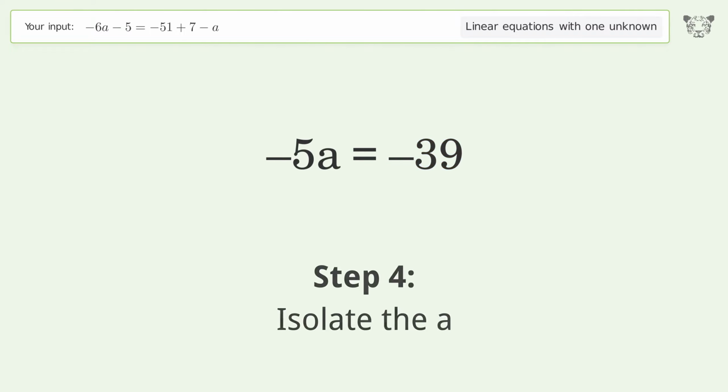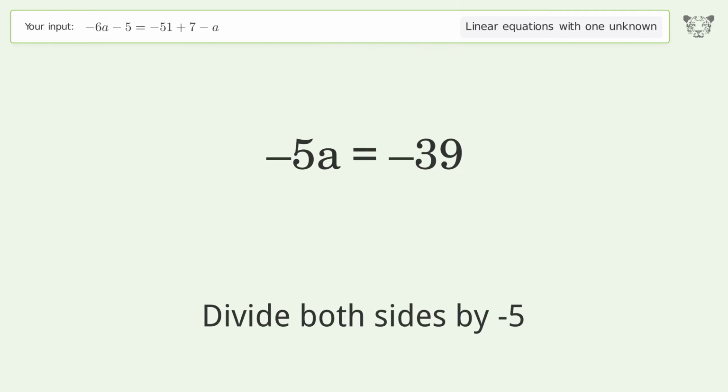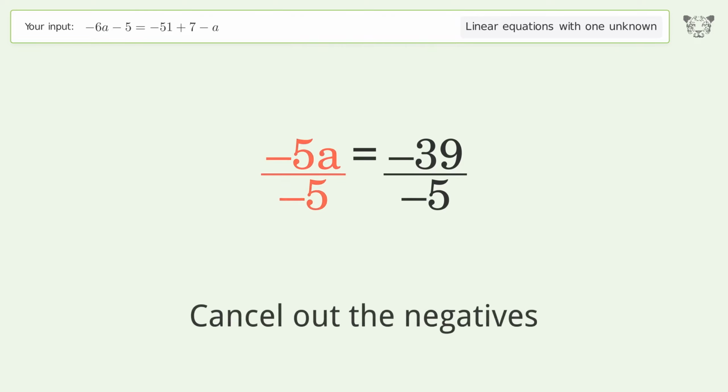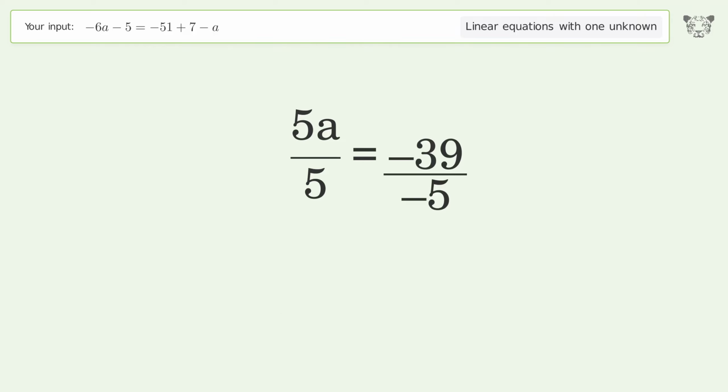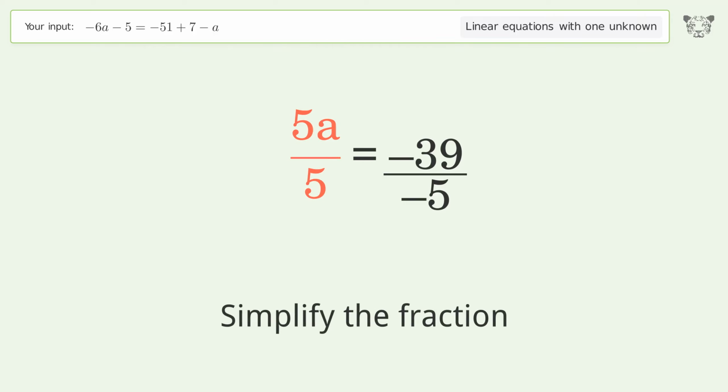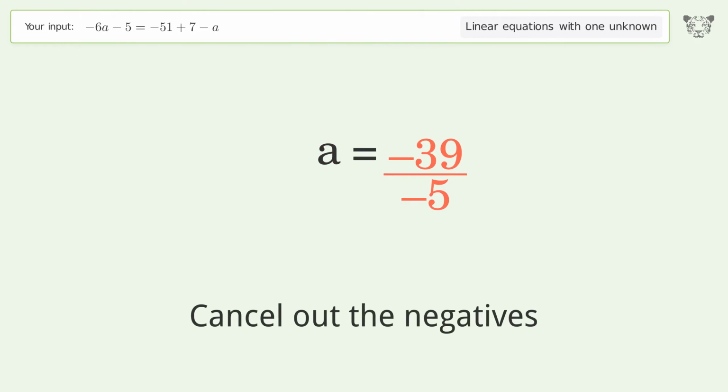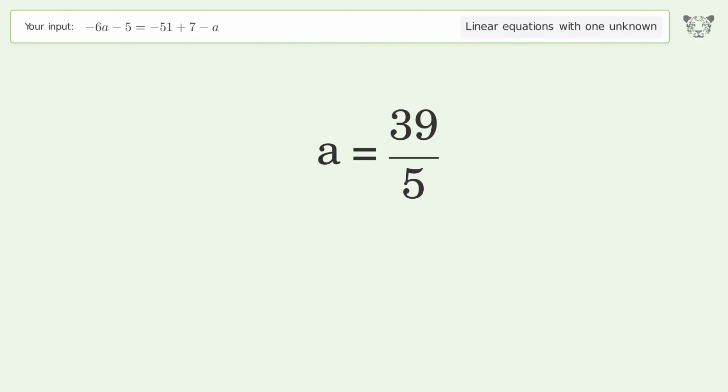Isolate the a. Divide both sides by -5. Cancel out the negatives. Simplify the fraction. Cancel out the negatives. And so the final result is a equals 39/5.